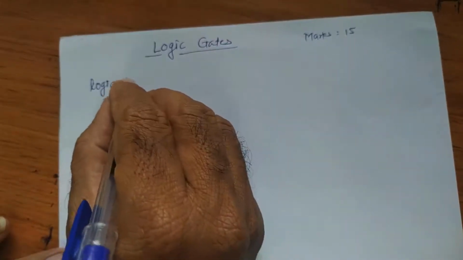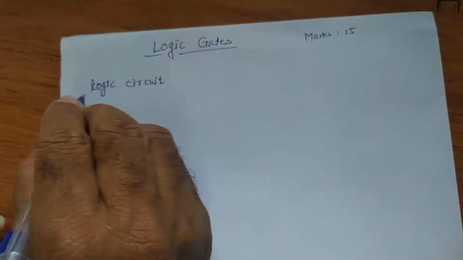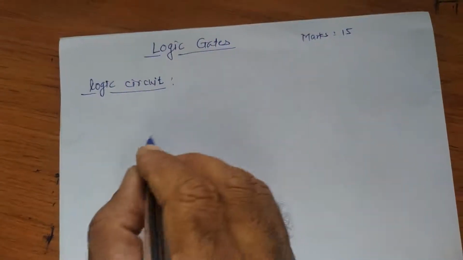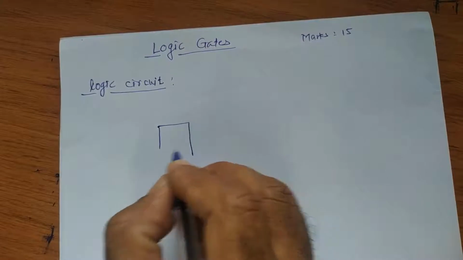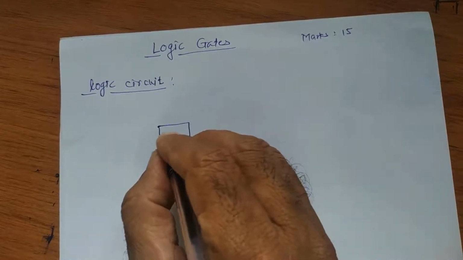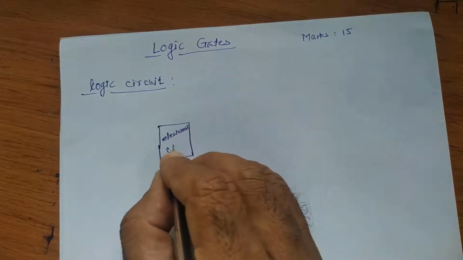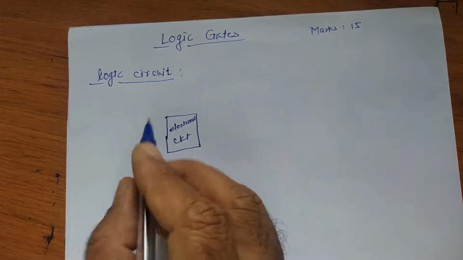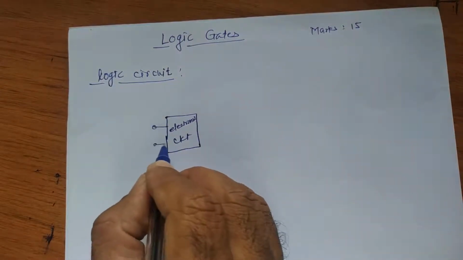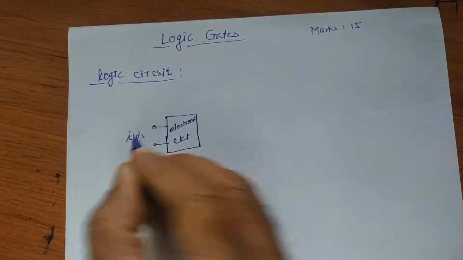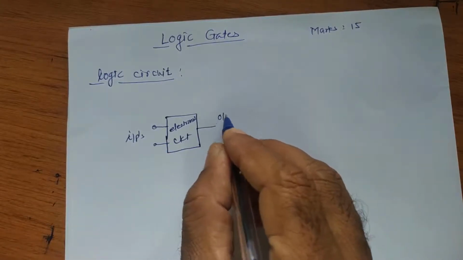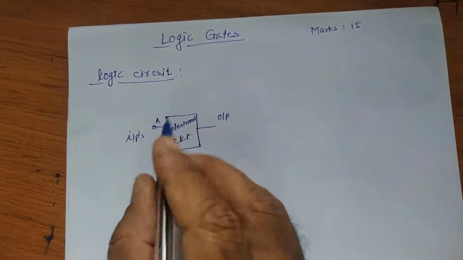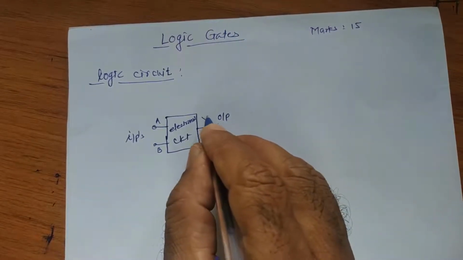Logic circuit. Suppose this is an electronic circuit. These are inputs and output. Suppose inputs are indicated by A and B and output is indicated by Y.